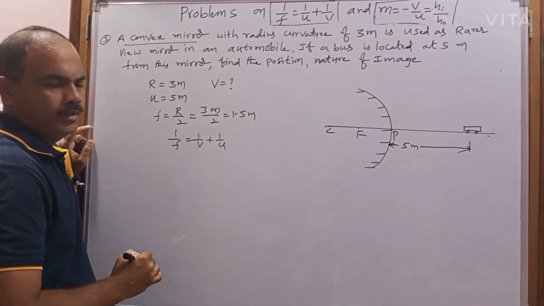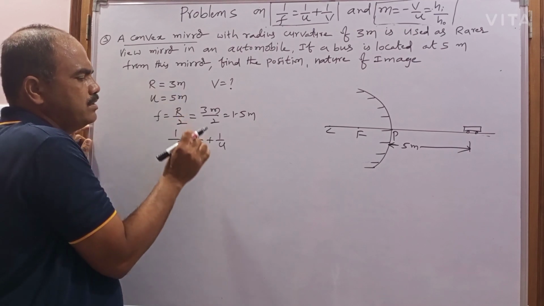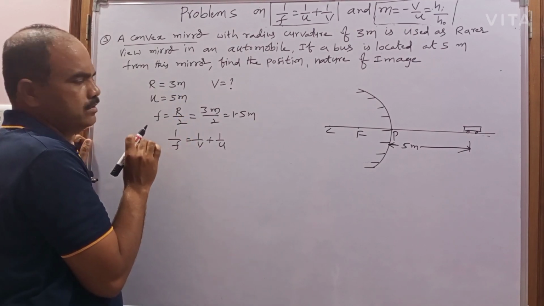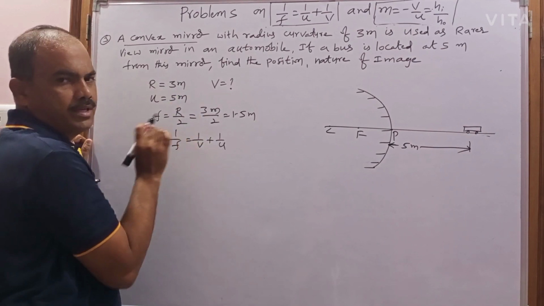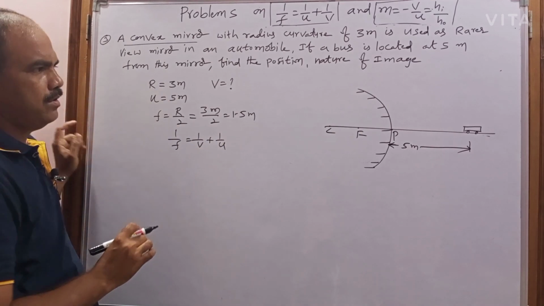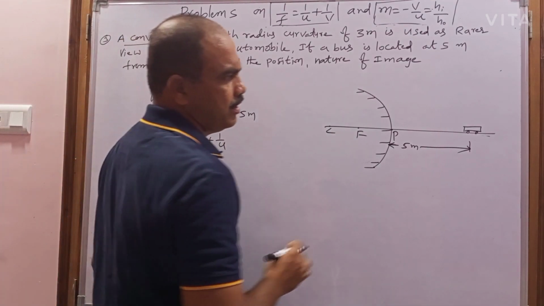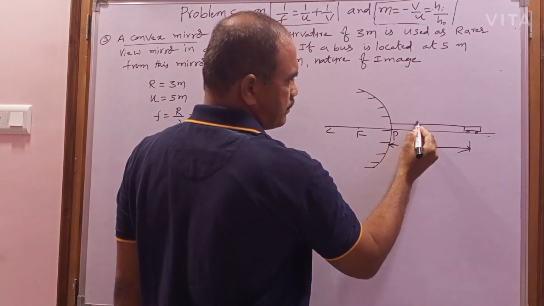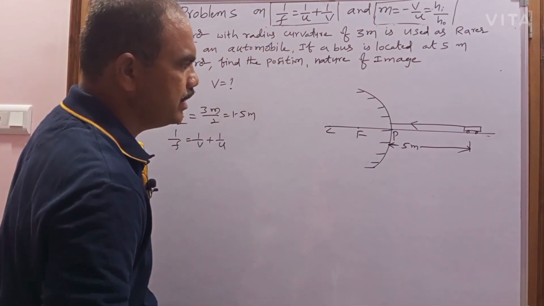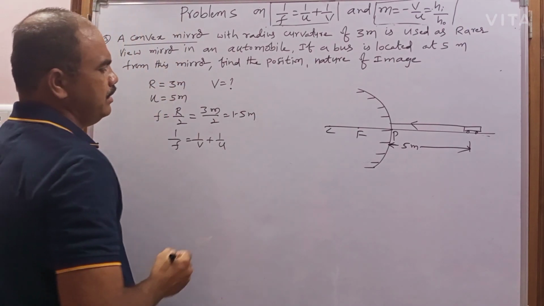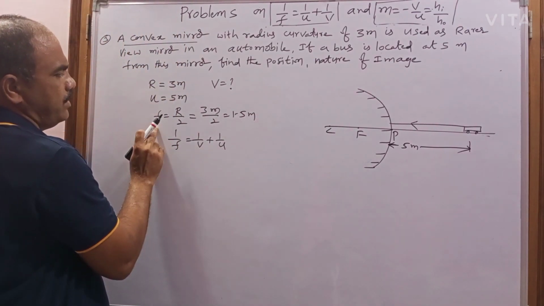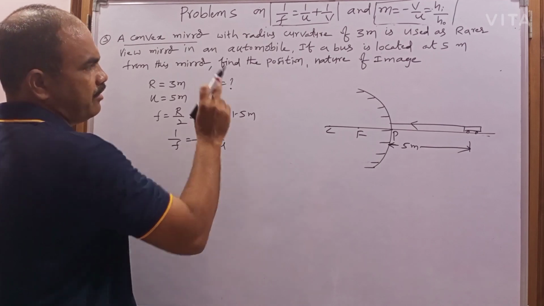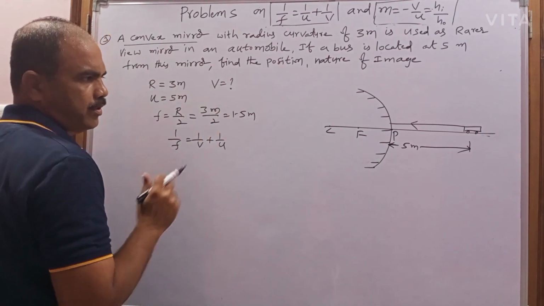Don't apply these values directly in this equation. Before applying these values, you have to apply the sign convention. To apply the sign convention, come to the diagram. What are the incident rays? This is the incident ray direction. Here, what is the focal length? 1.5. For the convex mirror, is the focal length positive or negative? I am going to check.